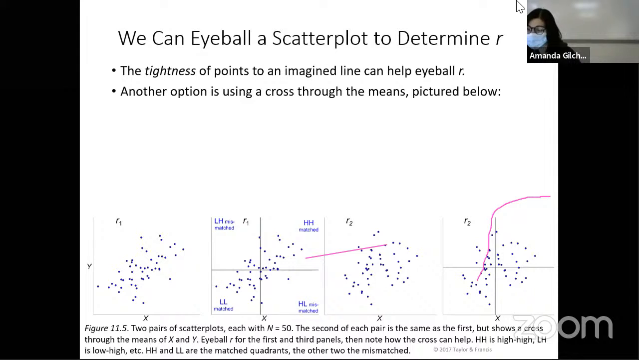Uh-oh, we got to clear our annotations. All right. That looks much better.